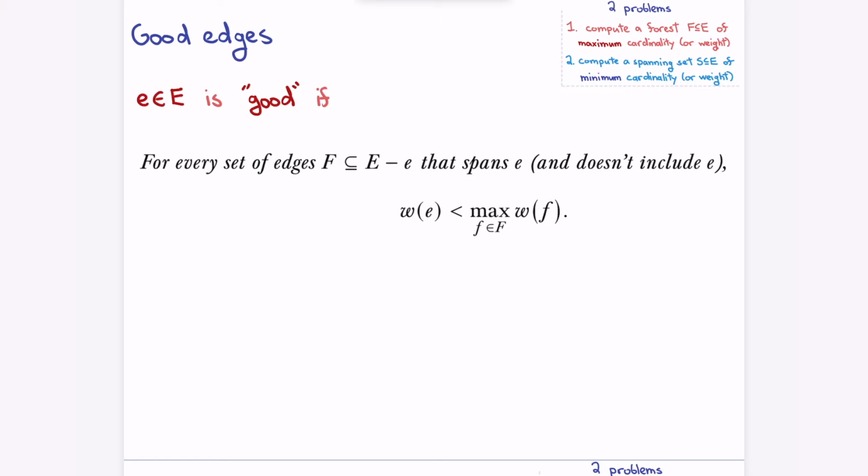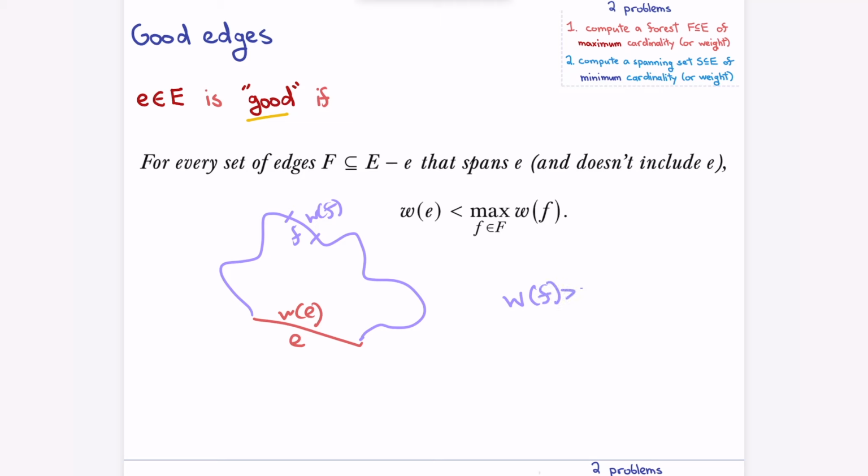So, good edges. I'm going to say that an edge E, which has some weight, is good if for any other set of edges that spans it, so there's a bunch of edges out there, it creates some circuit, it connects the endpoints, it should have at least one edge where that edge has weight bigger than E. So E is good if it never looks like the heaviest edge on any cycle, I think is an equivalent way to express this.